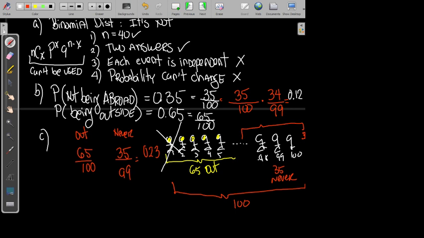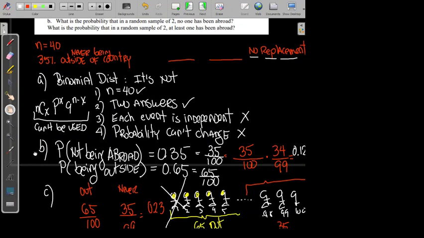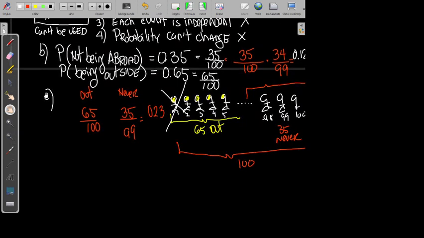Can you go back to the question? Yes, I can go back to the question. The question is, what is the probability that a random sample of 2 has at least 1? What does it mean, at least 1? That's the problem. This is 1, but at least 1 could also mean what? It could be 1 or more. So that's a lot, because I only did 1, but it says at least 1.